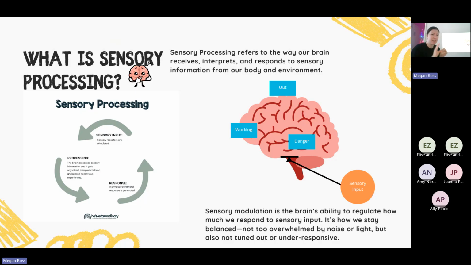So the idea of trying to decide and figure out where it goes is called something like sensory gating. And it's this idea of going, okay, what do we need to notice and what do we need to not notice?